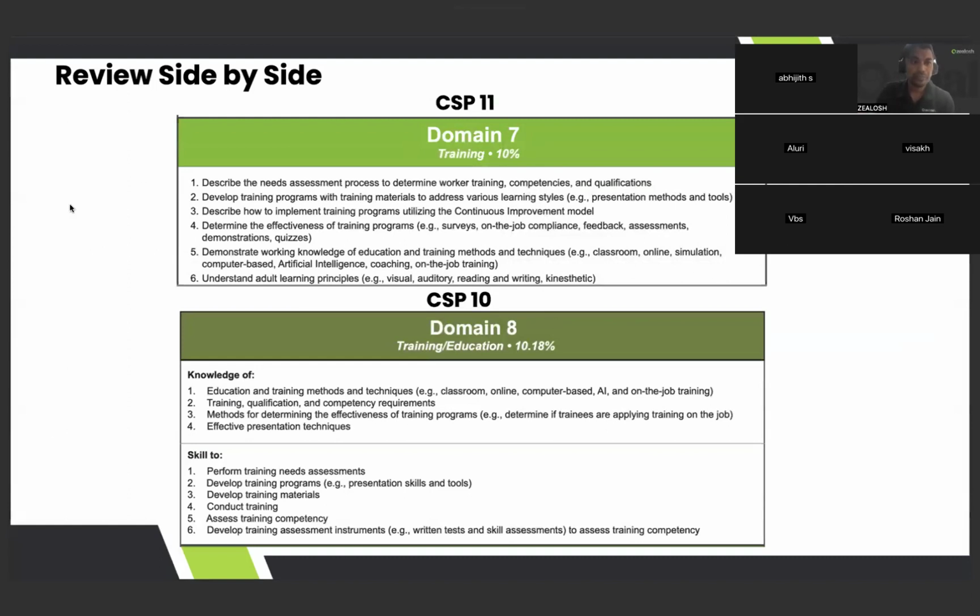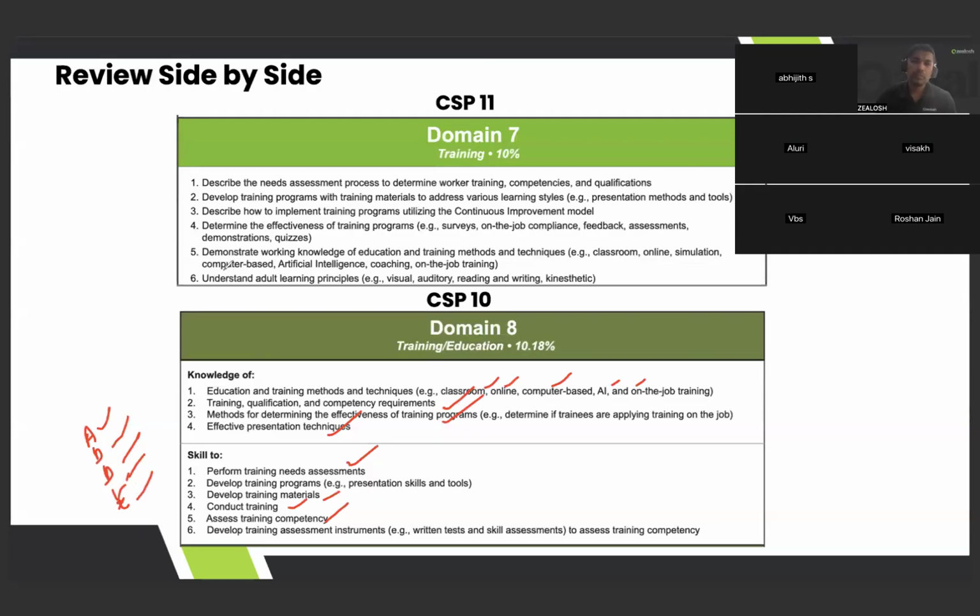So previously, what was there? Education and training methods and techniques: classroom training, face-to-face, online training, computer-based training, AI, on-the-job training, the training qualification and competency requirement, methods for determining the effectiveness of training programs. How to check the effectiveness: Kirkpatrick 4-level evaluation is there, ADDIE as well. Then effective presentation techniques, then skills in conducting training needs analysis or needs assessment, presentation skills, developing training material, conducting training, assessing training. So basically it is structured on the ADDIE model: analyze, design, develop, implement, and evaluate.